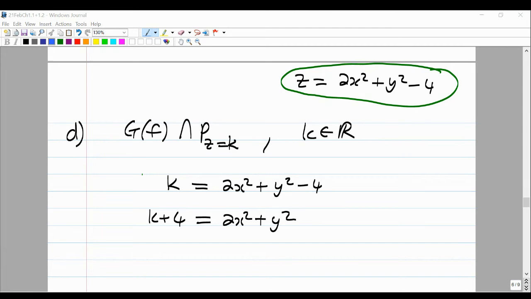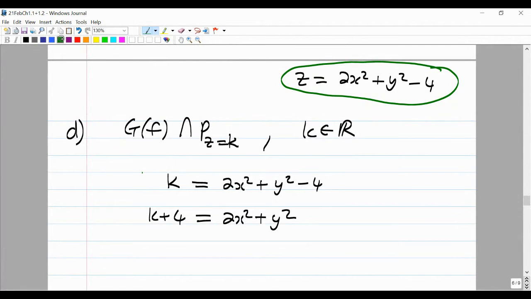For obvious reasons, we're going to rewrite this, because looking at the right-hand side, who can make an observation? Why did I write it like this? Z equal to k is just easier because k is a fixed number. K could be 1, k could be 5. Looking at 2x squared plus y squared, we're not going to do cases.